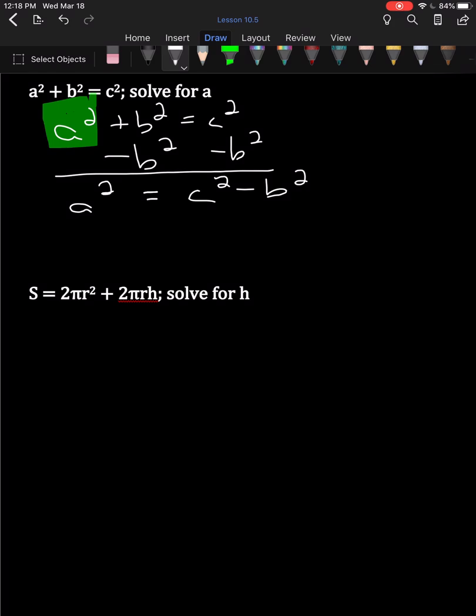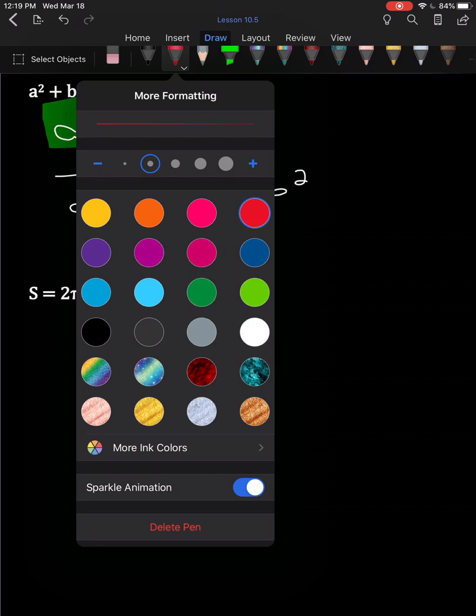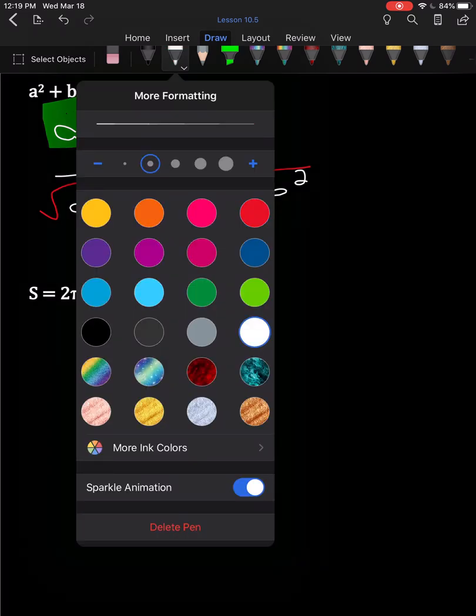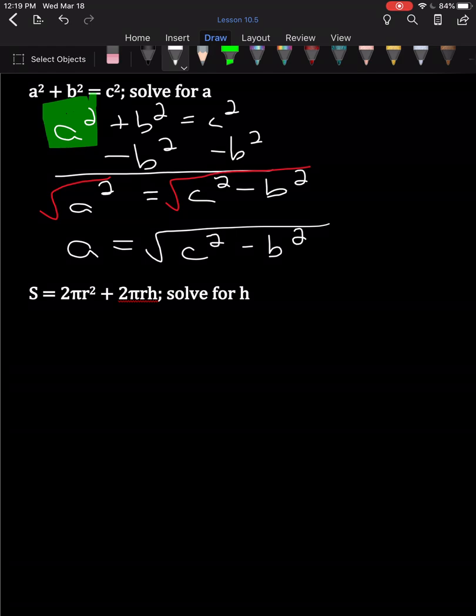And now I have to undo the square. The opposite of squared is square root. So I am going to take the square root of both sides. On the left side, that'll leave the a alone, finally. On the right side, I just have to write out the square root of c squared minus b squared. I can't do anything else with that. They don't cancel out because of the subtraction.